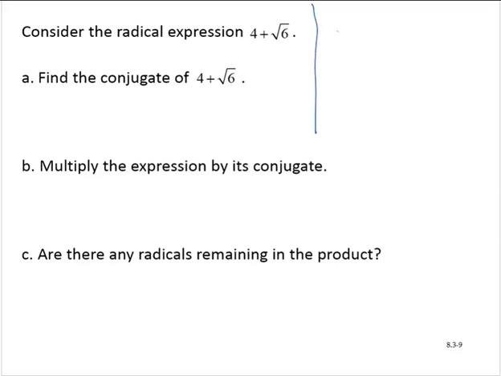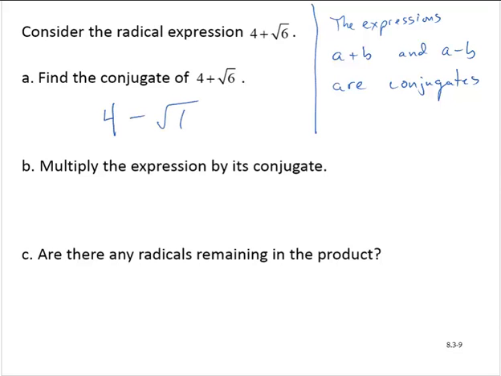So we say that the expressions a plus b and a minus b are conjugates. So notice that the only thing different about them is the sign between the terms. So we're asked to find the conjugate of 4 plus the square root of 6. The conjugate is 4 minus the square root of 6.